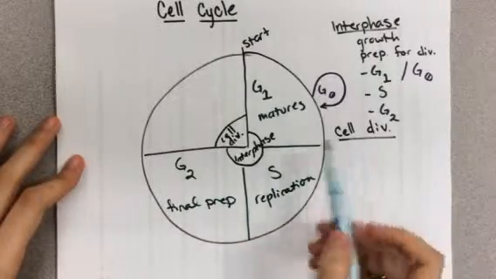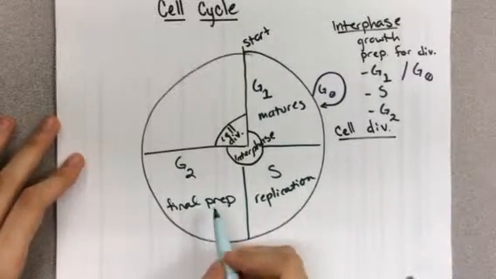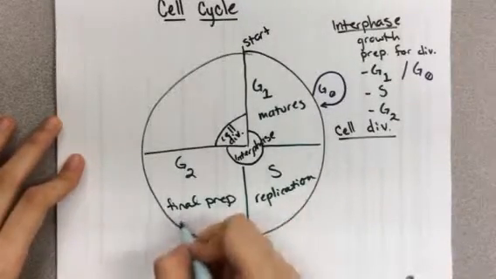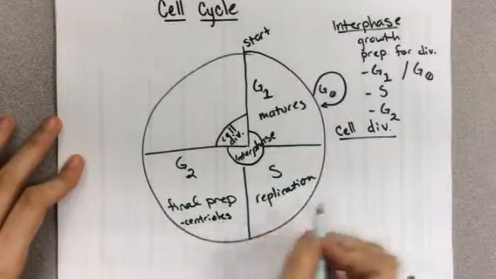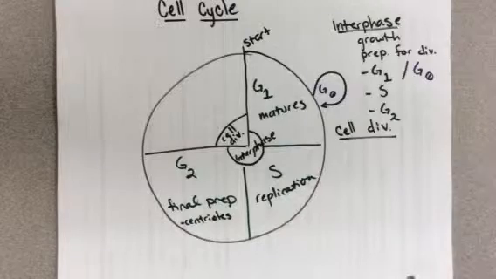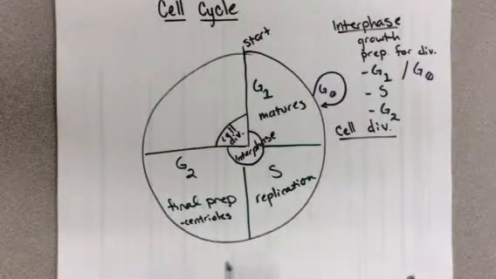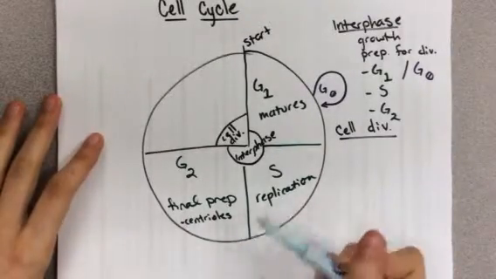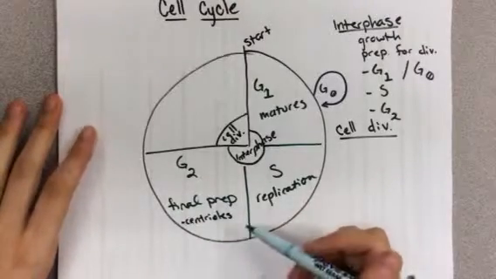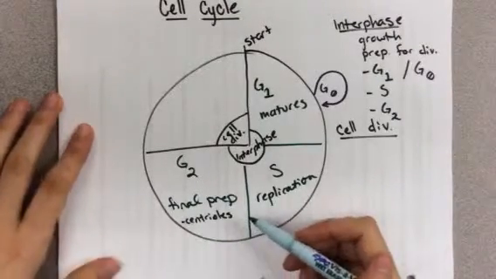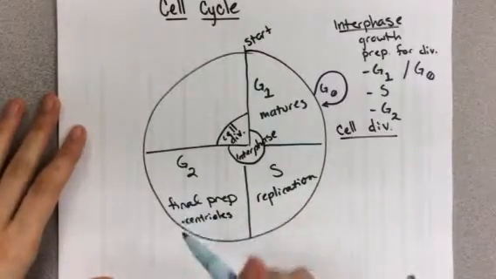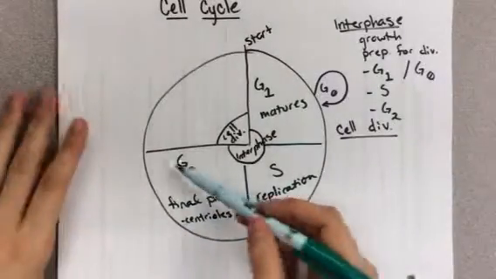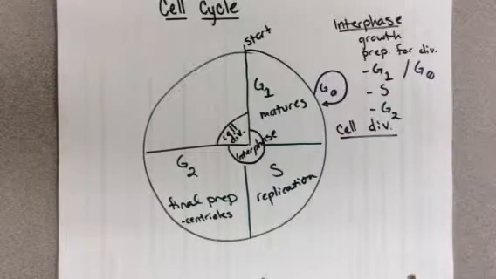There are some organelles that have to be made, such as centrioles. Centrioles have to be prepared for cell division. That's particularly in animal cells. But also you need more mitochondria. Cell division is a very energy-intensive process. There's a lot of things that have to be done and finalized in G2 before the cell can actually go into division.